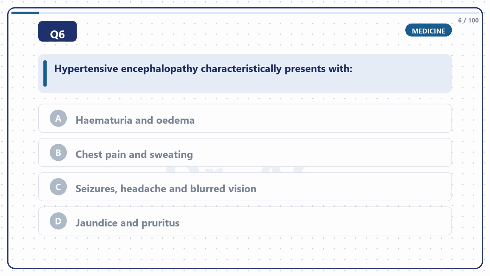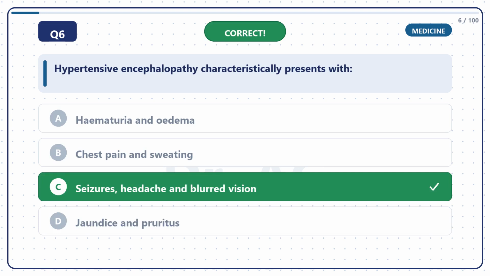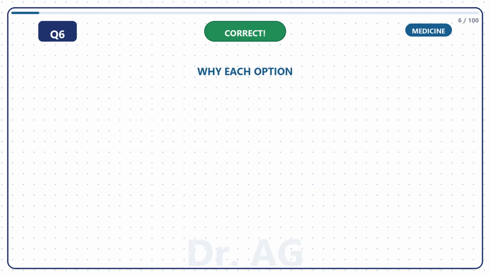Question 6. Hypertensive encephalopathy characteristically presents with Option A. Hematuria and edema. Option B. Chest pain and sweating. Option C. Seizures, headache and blurred vision. Option D. Jaundice and pruritus. The correct answer is option C. Seizures, headache and blurred vision. Let's go through the options.